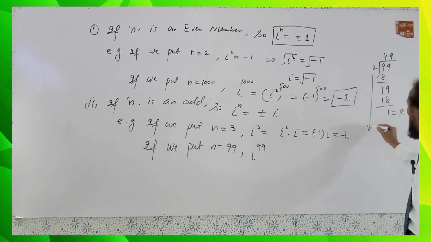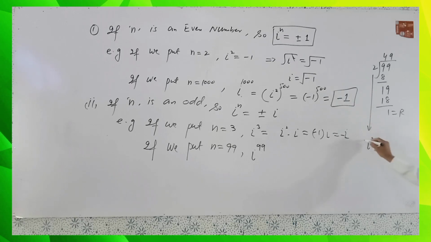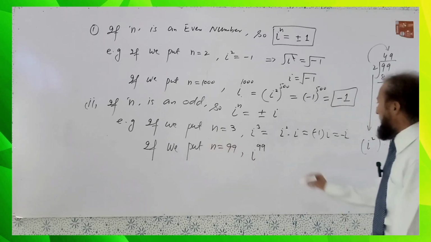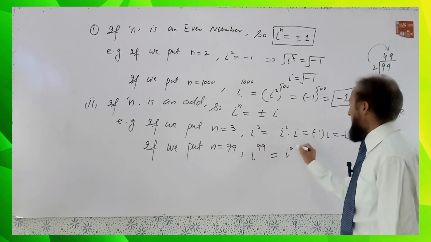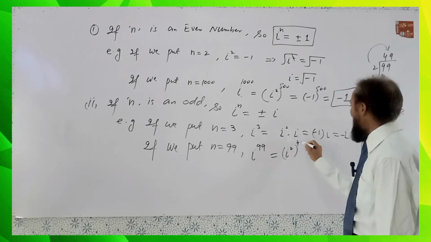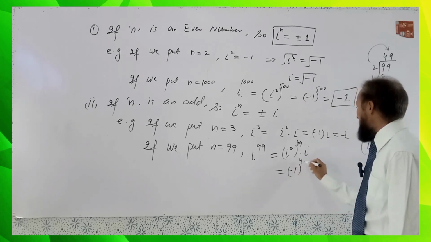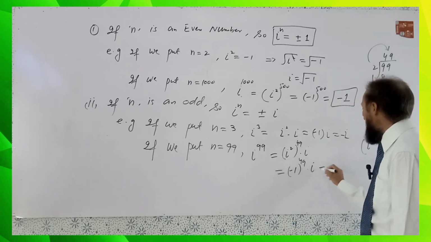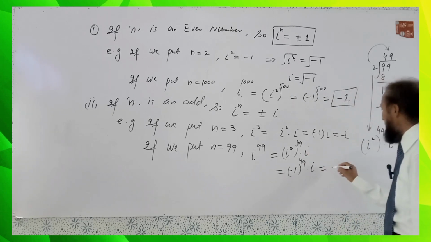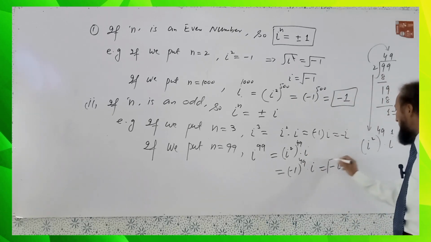Now for the simplification, by the iota term we can write iota square to the exponent 49, and the remainder is multiplied, because the power of the exponent is 1, so we multiply by iota. Now the simplification: iota square to the power 49 into iota. Now minus 1 whole to the exponent 49 into iota. So this is an odd power, and we automatically get minus iota.